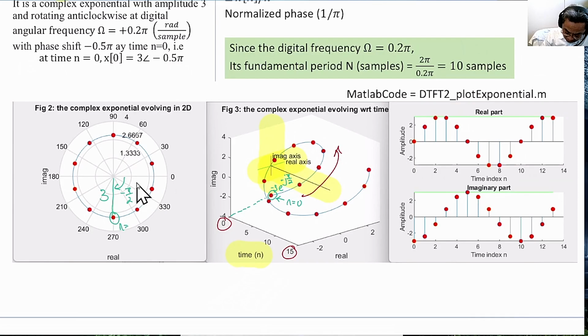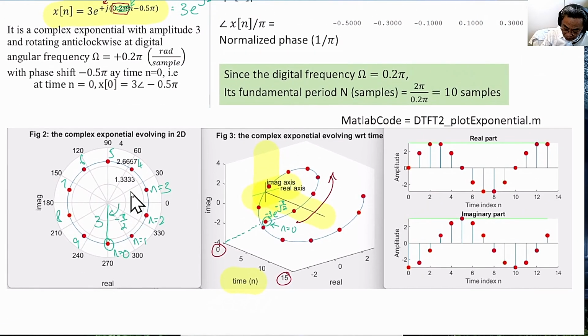It is here. So the magnitude is 3 and the angle is minus pi over 2. So this is n equals 0, n equals 1, n equals 2, n equals 3, and so on. How many points does it take to rotate one full circle? We can count 4, 5, 6, 7, 8, 9, and then at n equals 10 it repeats itself. So how do I get that n equals 10 is the period? Well, at every sample we are moving by pi over 5. So it will take 10 steps to rotate 2 pi.